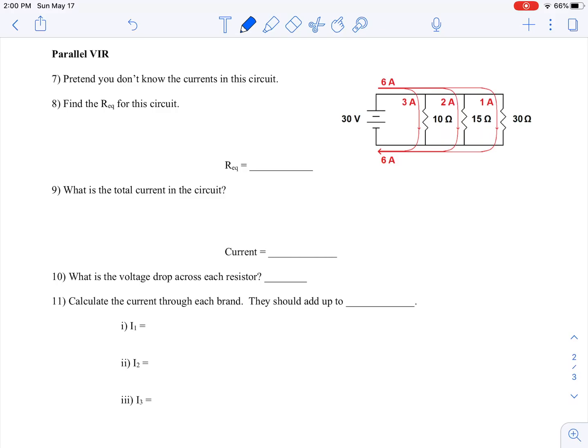Now let's look at parallel circuits. Just pretend for a second that you don't have the values here. I know I gave them to you for current, but just pretend you don't know them. So let's find the equivalent resistance of this circuit. Let's take an extra second to do this.